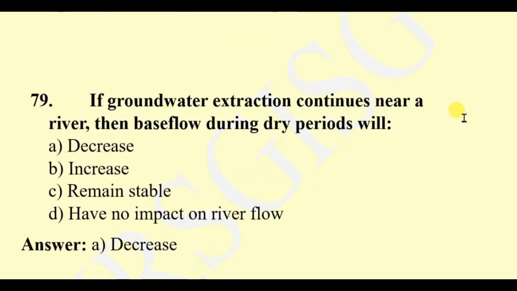Question 79. If groundwater extraction continues near a river, then base flow during dry periods will decrease, increase, remain stable, or have no impact on river flow. The right answer will be decrease.